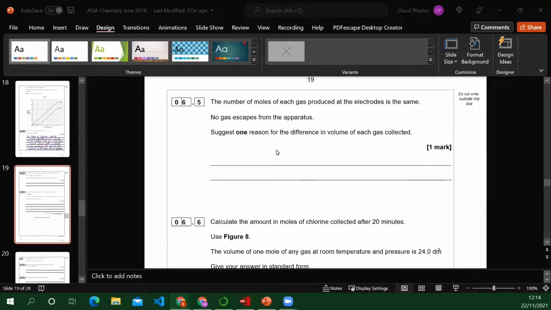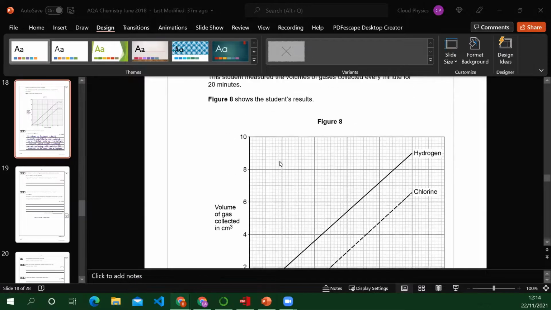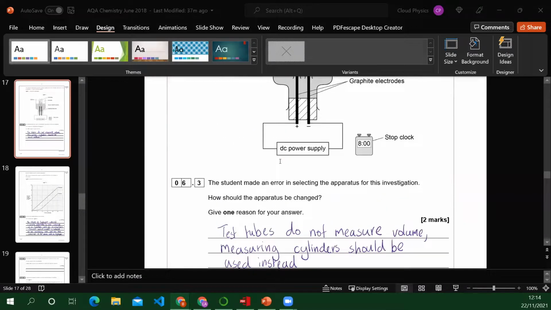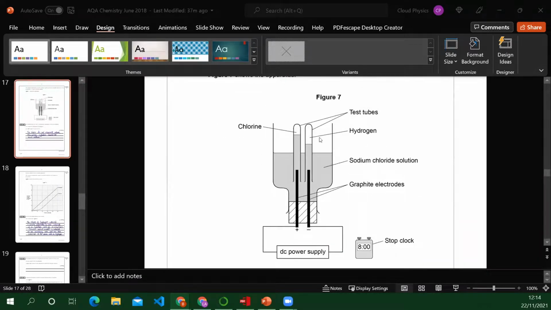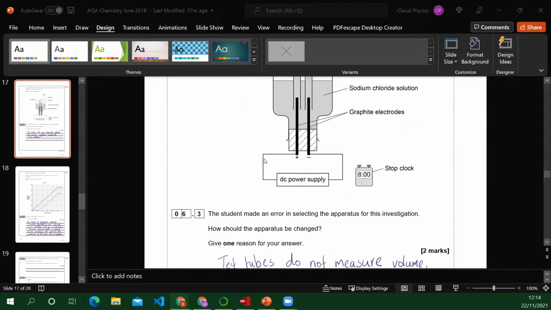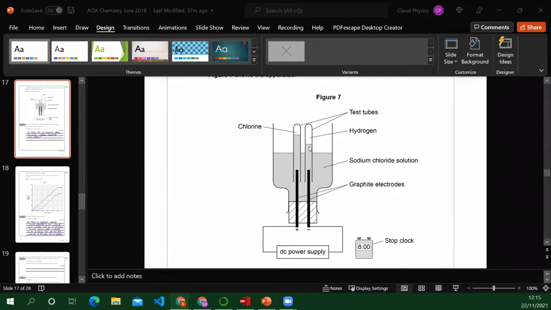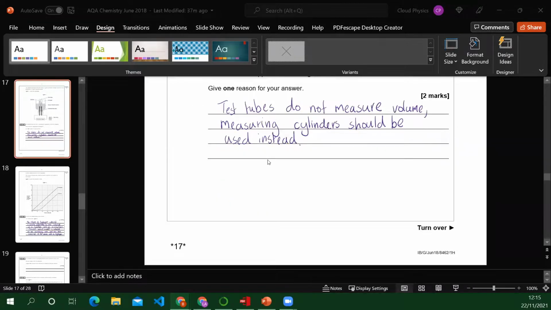So let's have a look, let's remind ourselves, because it was a little while back here. We've got test tubes collecting hydrogen and chlorine. More hydrogen was collected than chlorine, and it pushed the sodium chloride solution, the salt dissolved in water, so more hydrogen displaced it. That gives us a clue of how to answer that question.